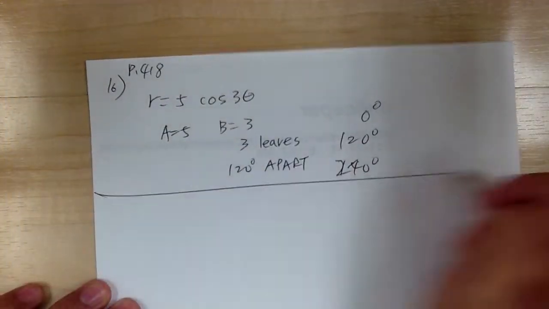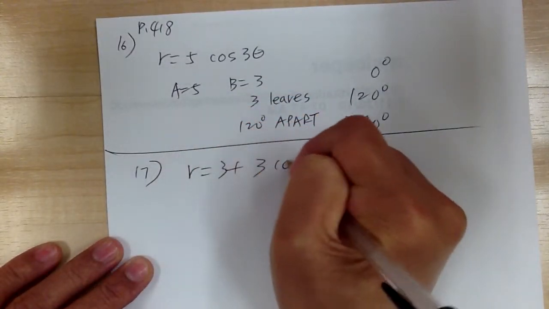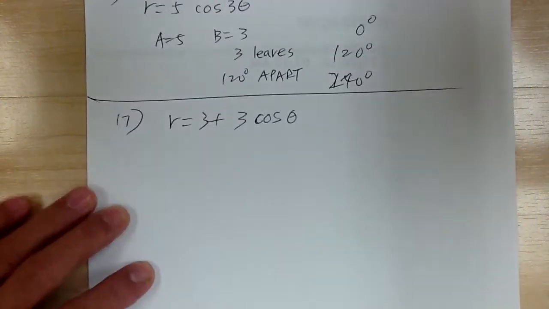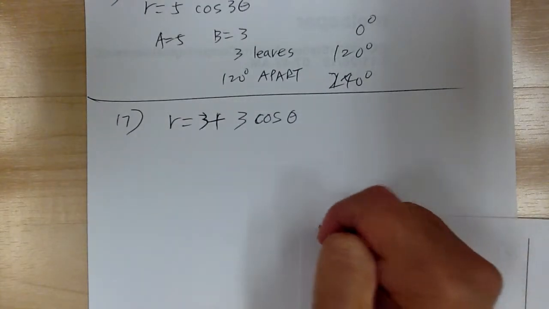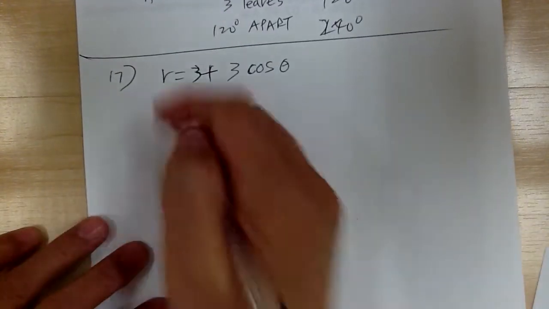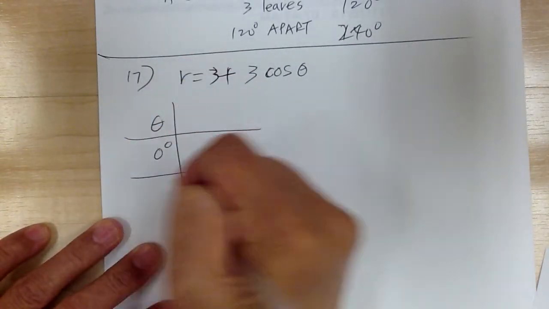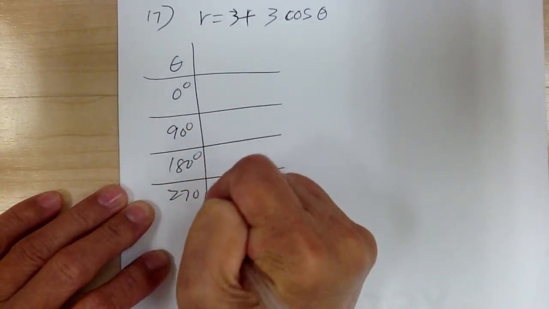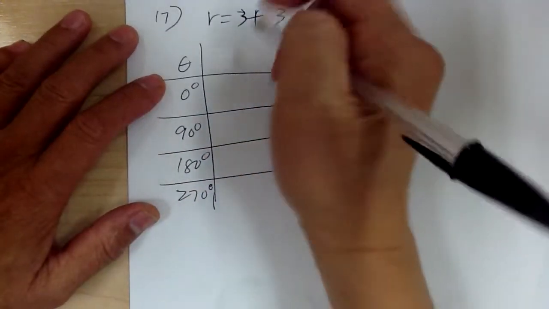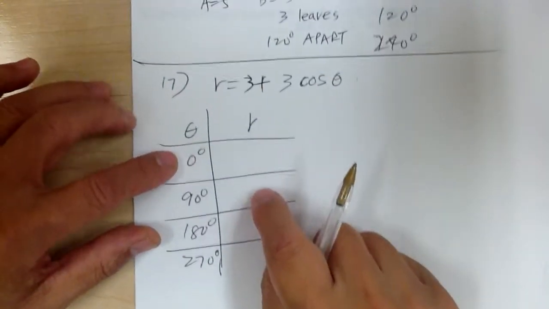Okay, let's go to 17. You got r equal to 3 plus 3 cosine theta. So with plus, what you need to do, you want to go ahead and make a quick table. Okay, so you're going to get 0, 90, 180, 270. And this would be the r. And you want to work backwards.